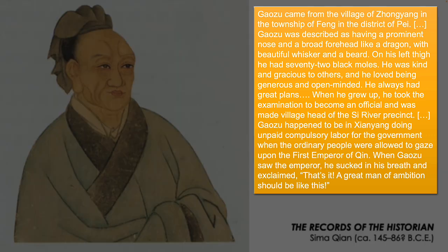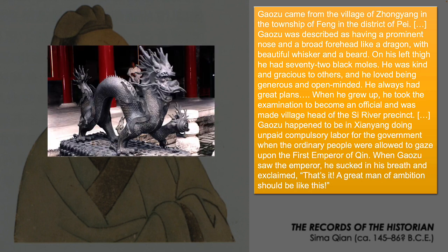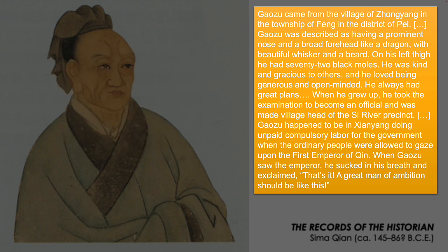Gaozu came from the village of Zhongyang in the township of Feng in the district of Pei. Gaozu was described as having a prominent nose and a broad forehead like a dragon, with beautiful whiskers and beard. On his left thigh he had 72 black moles. He was kind and gracious to others, and he loved being generous and open-minded. He always had great plans.